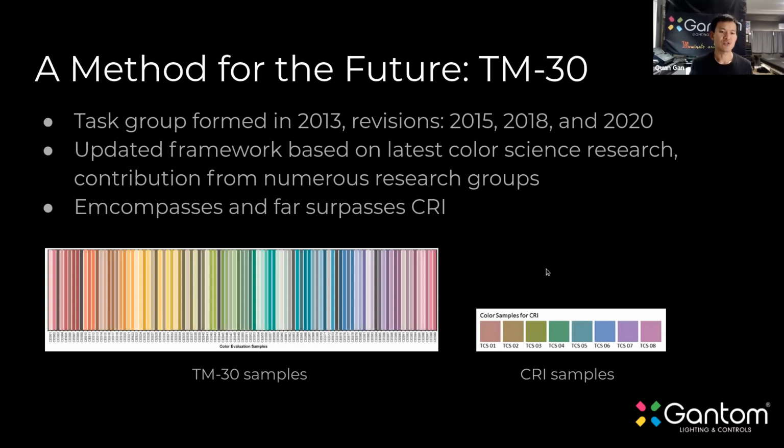The TM-30 is trying to encompass at least the requirements of CRI, but far exceed it by starting out with 99 samples that you're testing against, not just the 8. And it's also based on a lot of new color science research from multiple industries. So there's been a lot more of a holistic contribution to this new TM-30 standard. And it's been around for close to 10 years now through multiple revisions. But the 2020 standard, which is the latest one, has some specific recommendations that are going to help designers pick the right tools for the job.